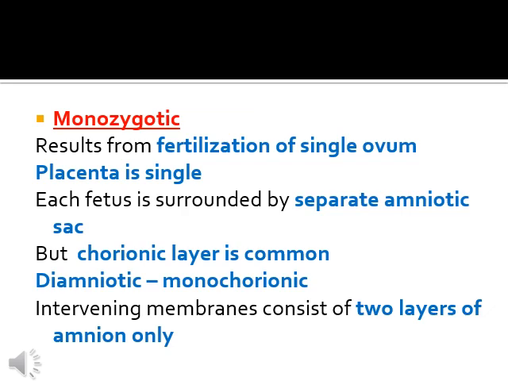The next type is monozygotic twins, which results from the fertilization of a single ovum. So there will be only a single placenta and each fetus is surrounded by a separate amniotic sac, but there will be only one chorionic layer for both twins. So it is known as diamniotic and monochorionic, since there are two amniotic sacs and one chorionic layer. The intermediate membrane consists of two layers of amnion only. Monozygotic twins are also known as identical twins because they are identical to each other.